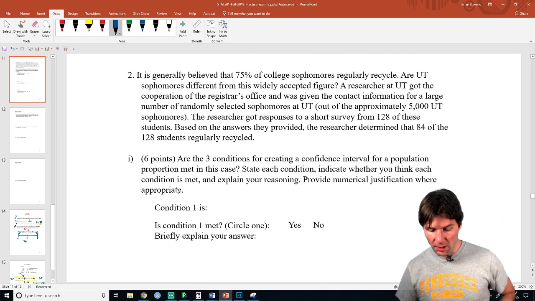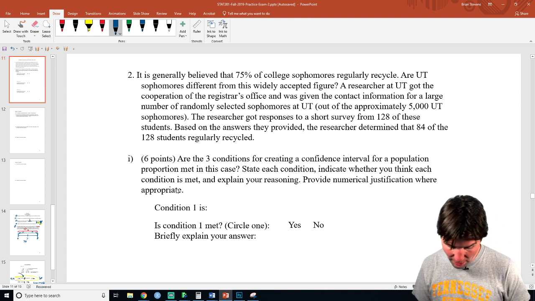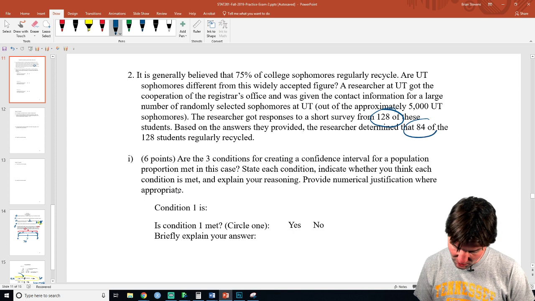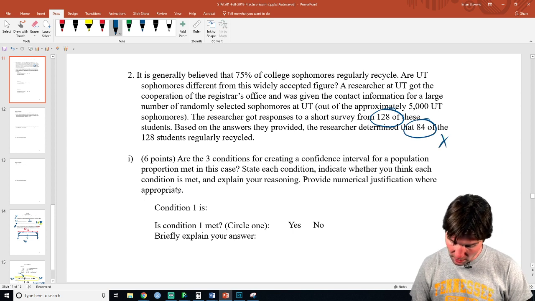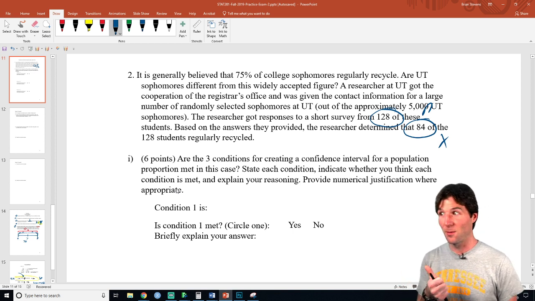Here we go. It is generally believed that 75% of college sophomores regularly recycle. You go out and you talk to how many college sophomores. There we go. Here's the confusing thing. This is your sample size. This is your x. This is n. We're doing this one very quickly. Sorry if it's a little quick here. Remember, you can always review this. Test is coming up soon.